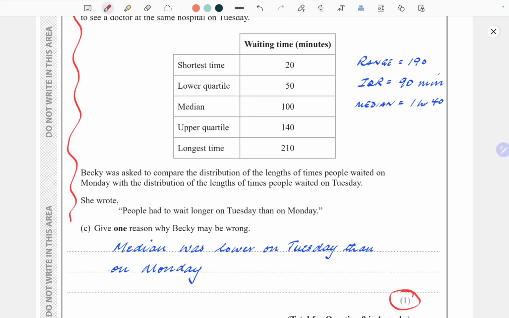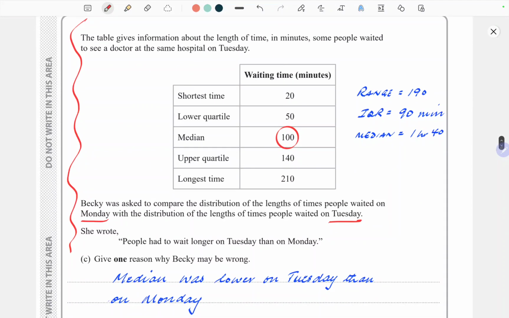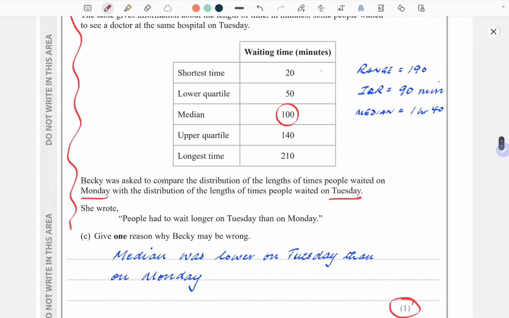Becky asked to compare the distribution of the length of time people waited on Monday compared to Tuesday. The Monday one was in the previous part of the question. This is now Tuesday, and you can pick up some information straight away. Median was 100 as opposed to 138. Yep, 138. And the range 190, so from there to there. And the interquartile range was 90.